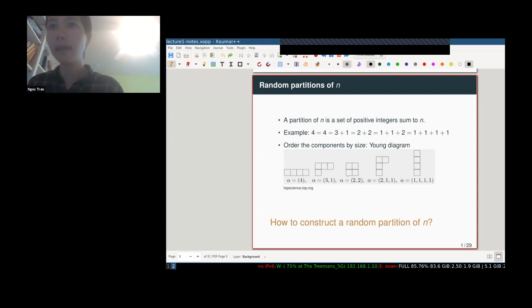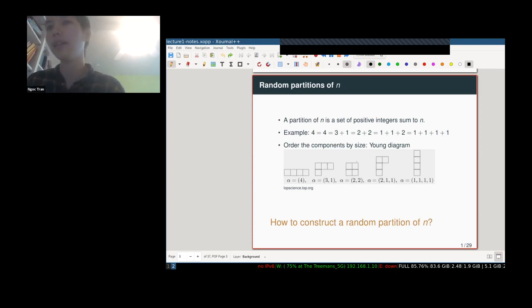A partition of n is a set of positive integers that sum to n. Here's an example. I have 4, right? I can write 4 in several different ways: 4 plus 0, or 3 plus 1, or 2 plus 2, or 1 plus 1 plus 2, or 1 plus 1 plus 1. Each of these ways of writing 4 as different sums gives me different partitions of the number 4 into parts. These parts are called components, and these are the sizes of my components.